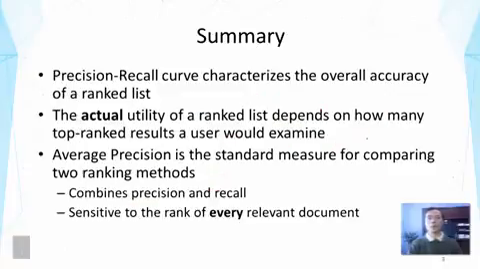So to summarize, we showed that the precision recall curve can characterize the overall accuracy of a ranked list. And we emphasized that the actual utility of a ranked list depends on how many top ranked results a user would actually examine. Some users will examine more than others. And average precision is the standard measure for comparing two ranking methods. It combines precision and recall, and it's sensitive to the rank of every relevant document.